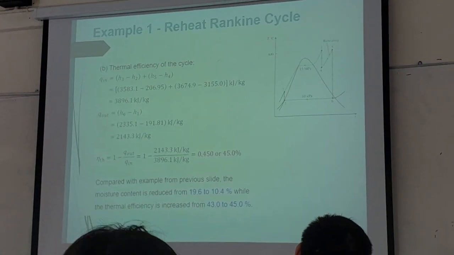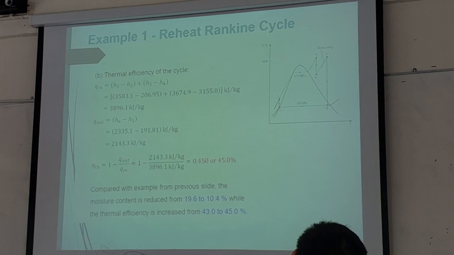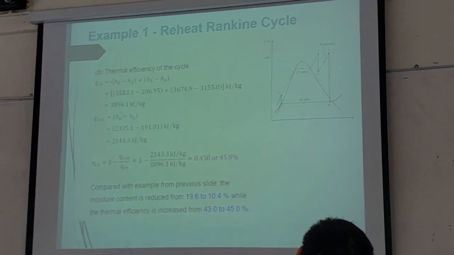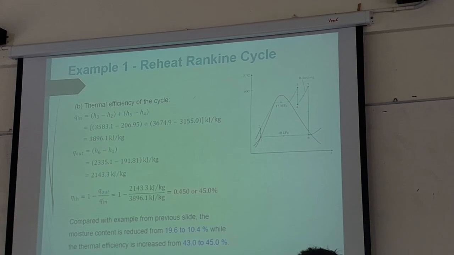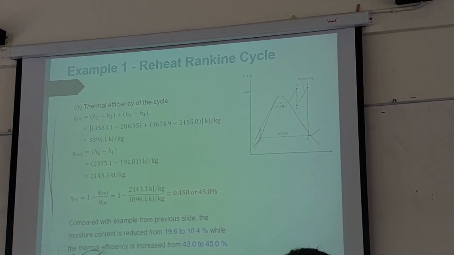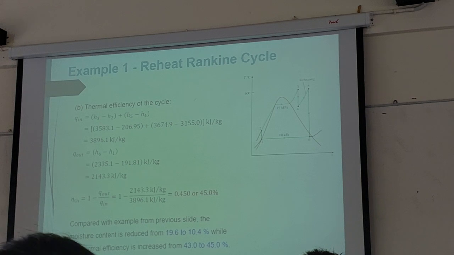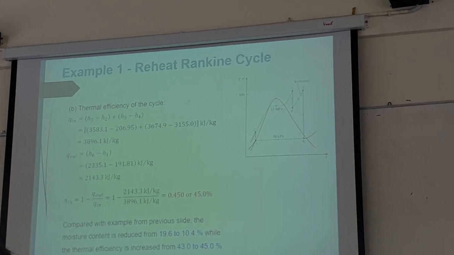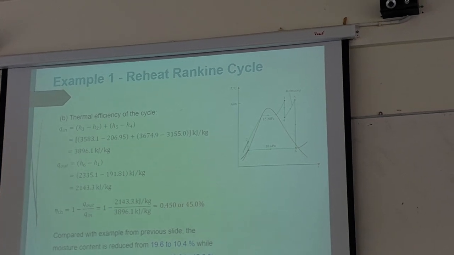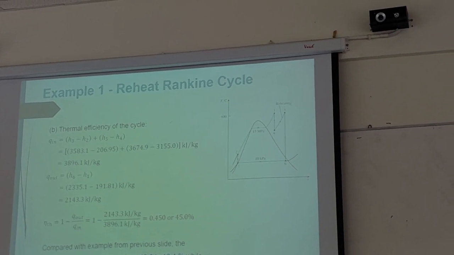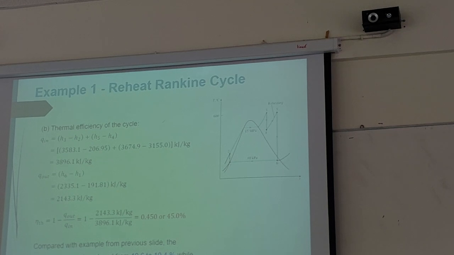which gives the new thermal efficiency of 45%. So now we compare this back with the final example that we did yesterday. In the previous example, our moisture content was 19.6. Now of course we purposely designed it to be 10.4, so it's 10.4. But efficiency has also been increased by 2% by just the reheat part.